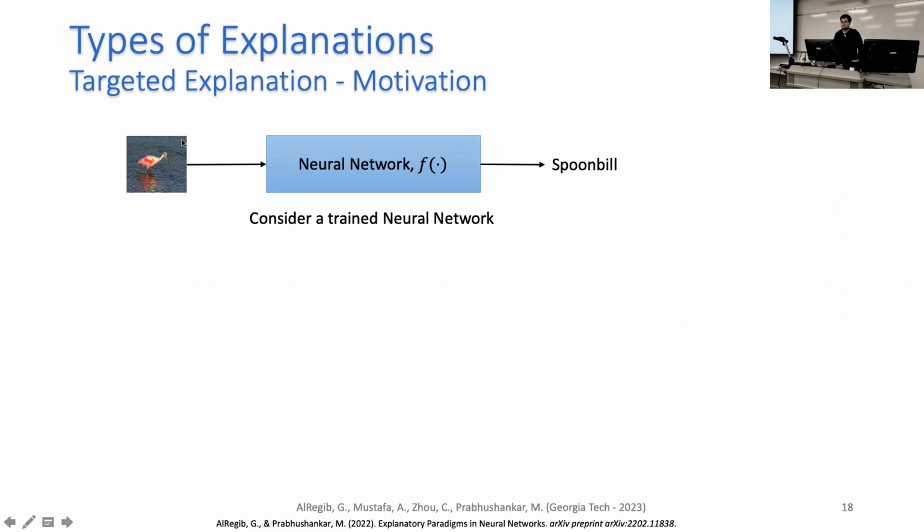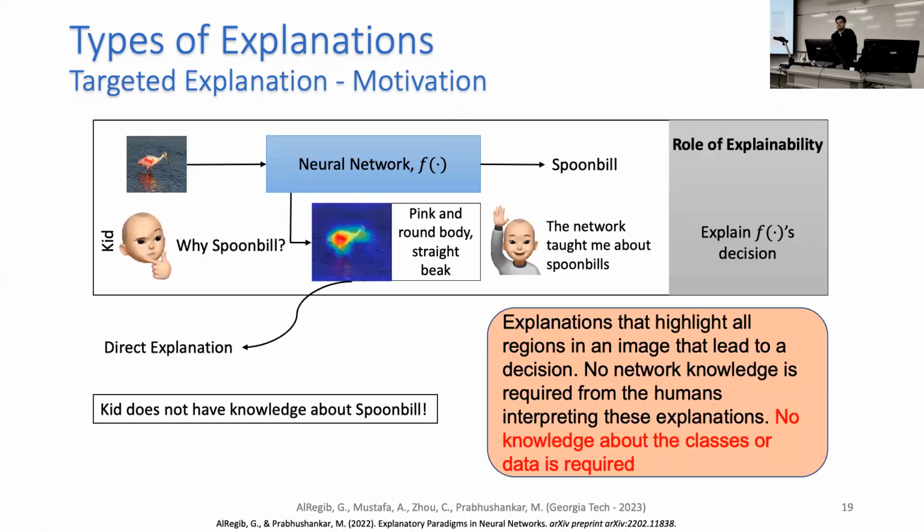So there is a spoonbill image. This is an image of a spoonbill. I pass it through the network. It tells me that it's a spoonbill. Now, this is where I want an explanation as to what it is. So if I were a kid and I'm asking why spoonbill, and I know nothing about what the image is, essentially I can say that it's a pink and round body, it has a straight beak. So all these features within the image tell me that the image is that of a spoonbill. So the child can now say the network taught me about spoonbills in this particular case.